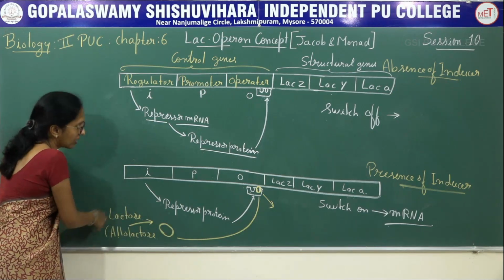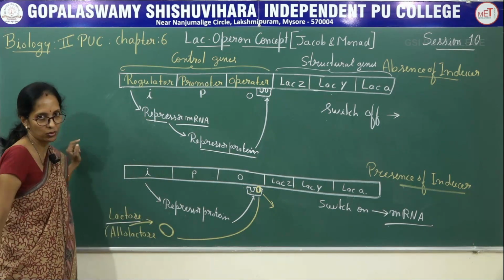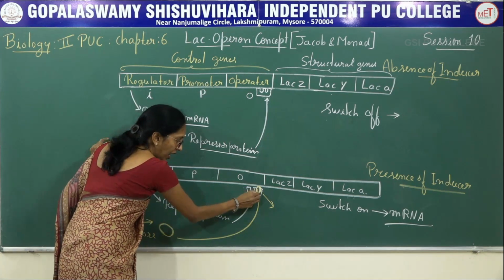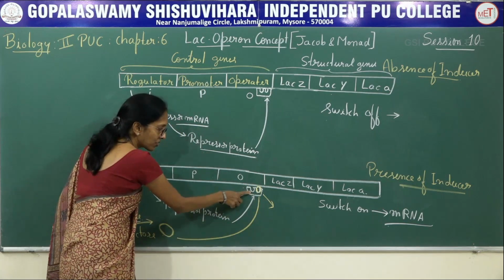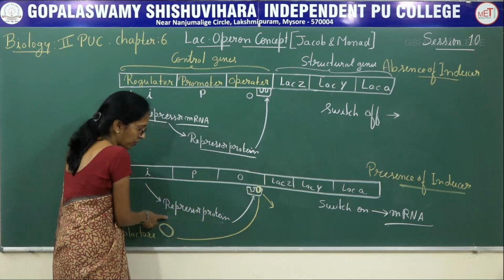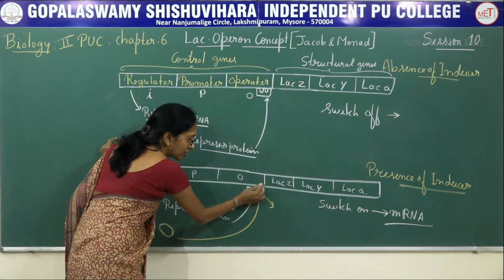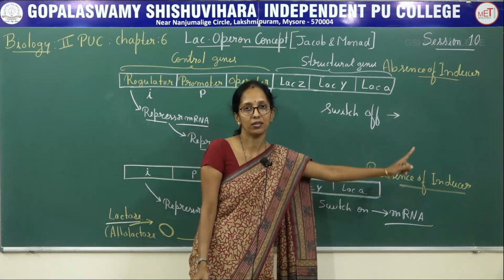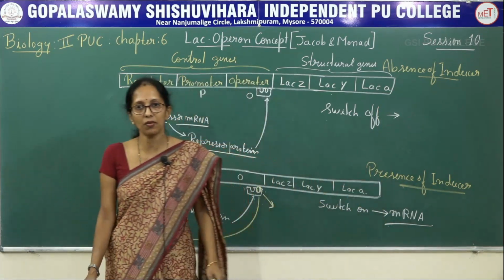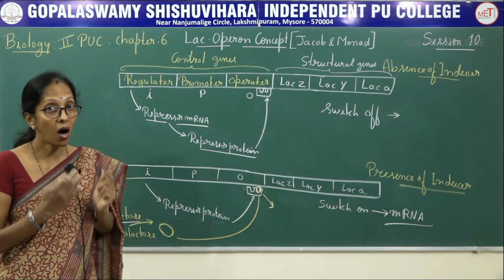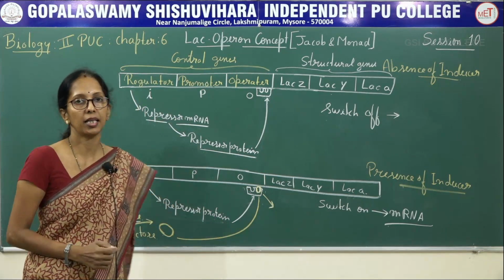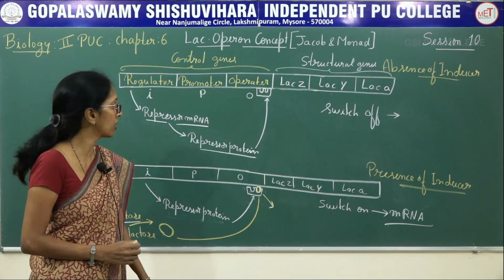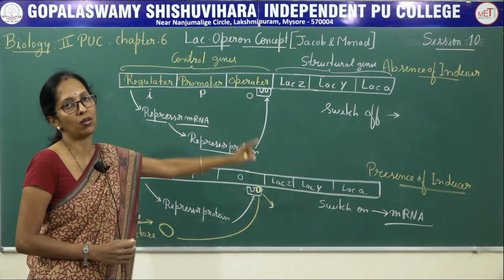In the media, Jacob and Monod introduced lactose. So this lactose now binds with the repressor protein. As a result, a structural change takes place in the repressor protein and immediately it separates so that the switch is turned on, which indicates there will be a synthesis of mRNA. This is how the regulation of gene action takes place in Escherichia coli, and it was proposed by Jacob and Monod, and it is said to be the lac-operon concept.